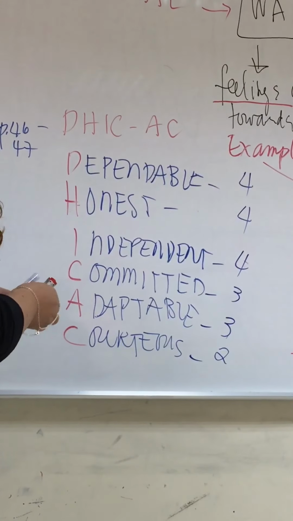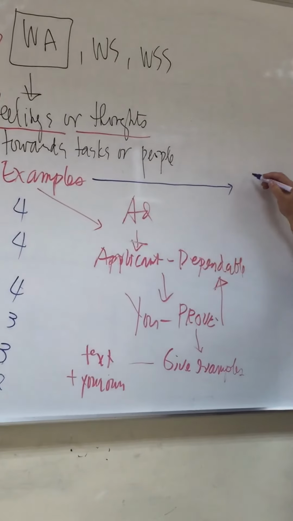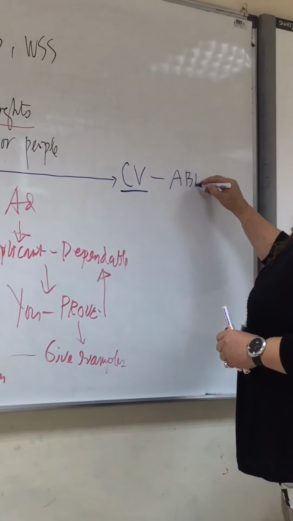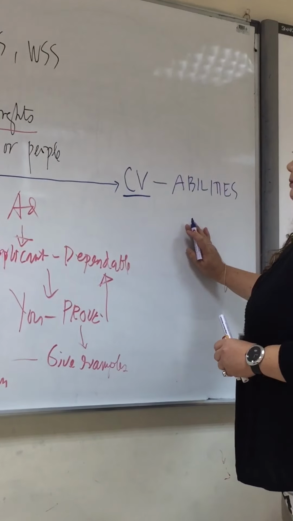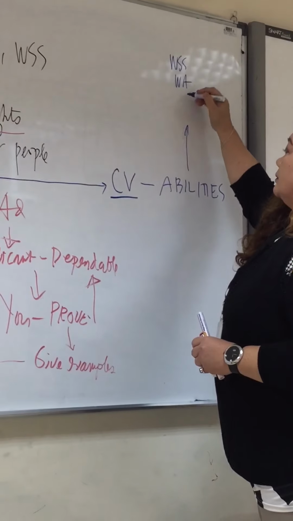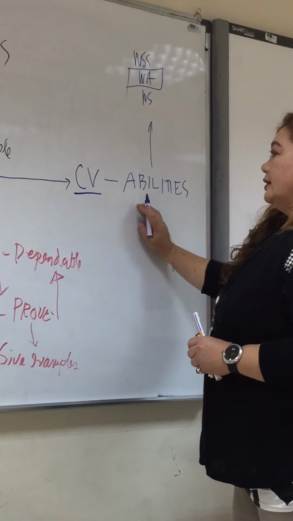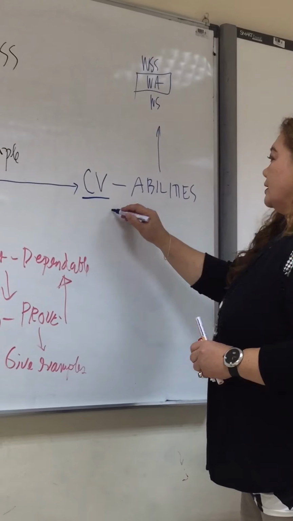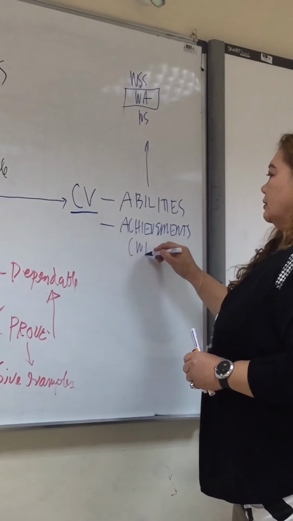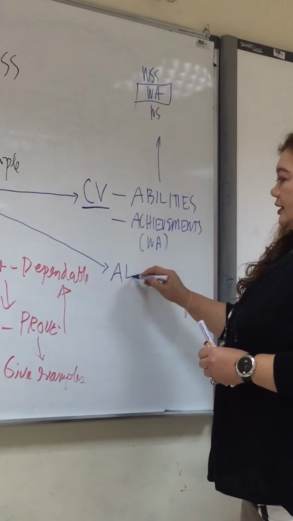Now, where do you use this also in relation to your CV and your application letter? These examples will be used for the CV. Particularly, this will be shown in the abilities. Remember that in your abilities, you have to list first your WSS, and then your WA, and then your WS. So you will use this WA in the abilities. Also, you will be using this in the achievements portion because under the achievements, you are supposed to give examples of WA achievements.